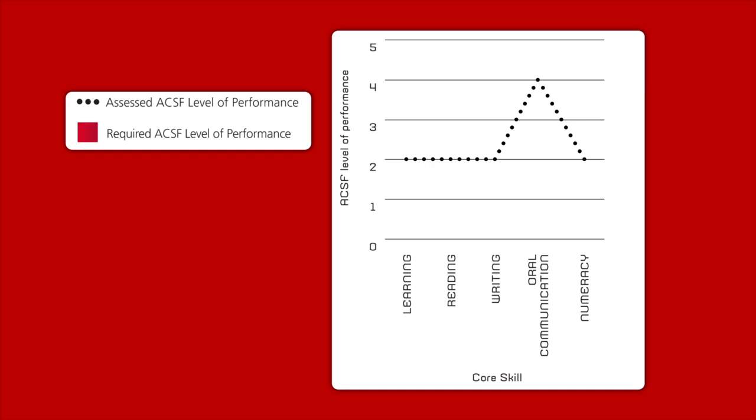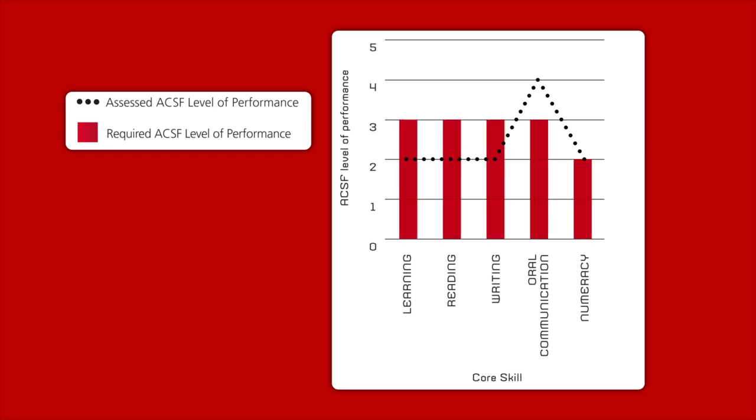This spiky profile tells us about the learner's current strengths and helps to identify areas where further support during training may be required. So, for example, when the learner's spiky profile is compared to the level of core skills required to undertake the course, ACSF level in red, it indicates that the learner will need additional skill development or support in learning, reading, and writing tasks to make sure they will be able to manage the course requirements.